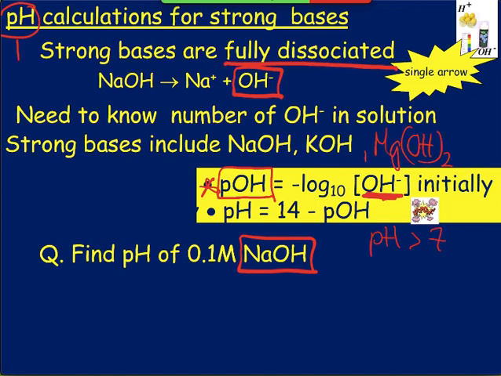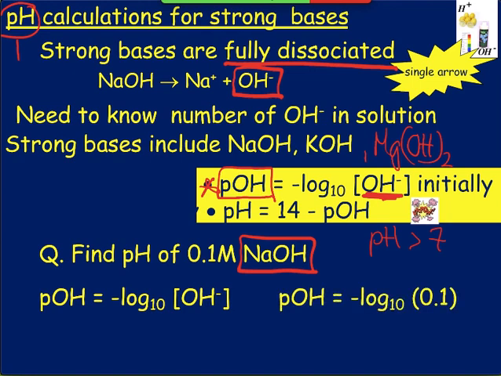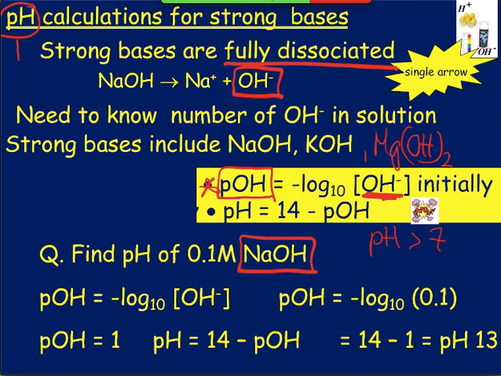Alrighty, so we fill in what we know. In NaOH there's one equivalent of OH, so 0.1 molar NaOH is the same as 0.1 molar OH minus ions. When we do that piece of maths, we get 1, and then we take 14, take away 1, gives us pH 13.